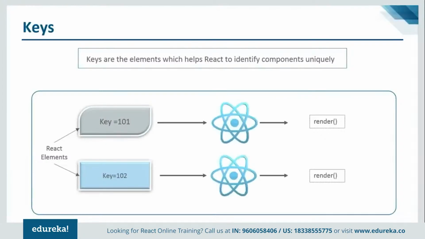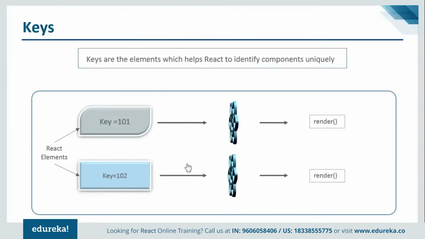As you can see from this diagram, here we have two components with different key values, one with key 101 and one with key 102. Now these are rendered for the first time, so React will render them without any problem.